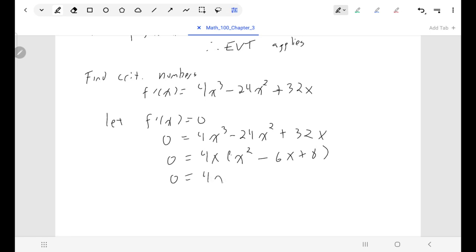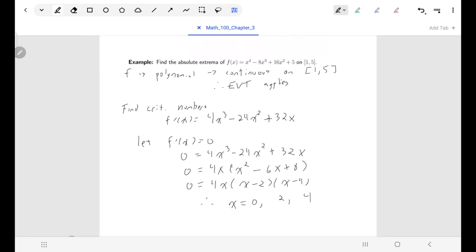And I can factor a little further. And I find three critical numbers. I found 0 and 2 and 4. Now, of course, we're only interested in the critical numbers that are inside the interval that we've been given.